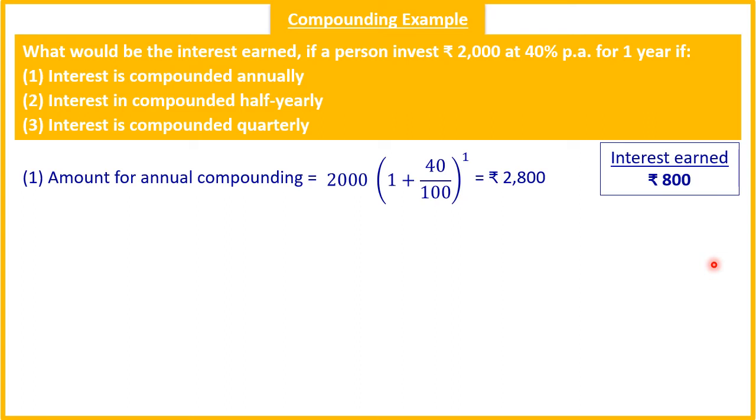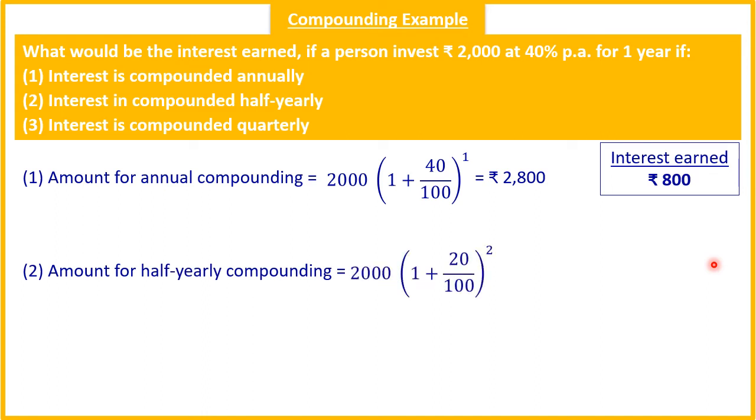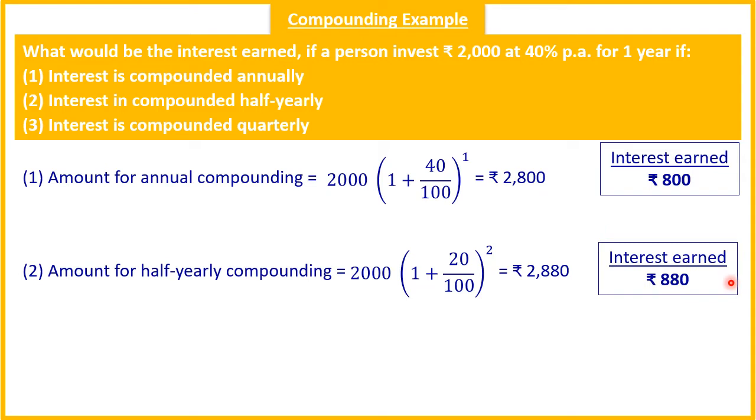Let us take the second case जहां पर interest is compounded half yearly. So it will be something like this. Principal is 2000. Now if it is half yearly compounding, rate becomes half. For 1 year it is 40%, so for 6 months it will be 20%, and number of periods are now 2. If we calculate, this comes out to be rupees 2880. So how much is the interest earned here? The interest earned is rupees 880.